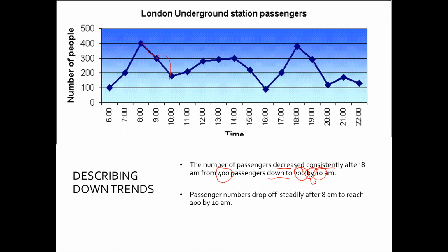Next is passenger numbers dropped off steadily after 8 a.m. to reach 200 by 10 a.m. You can say di sini adalah drop off. Kenapa dia dikatakan drop off? Karena turunnya sudah beberapa kali lipat, ya kan? Atau setidaknya satu kali lipat. So you can have drop off. Why do you have steadily? Karena dia turun terus, gitu. After 8 a.m. to reach 200 by 10 a.m.